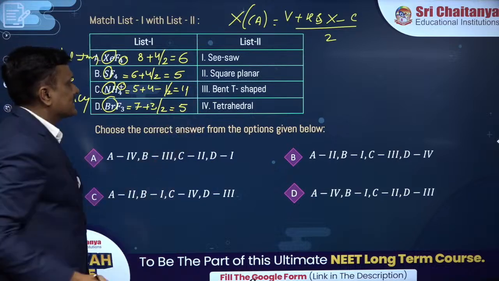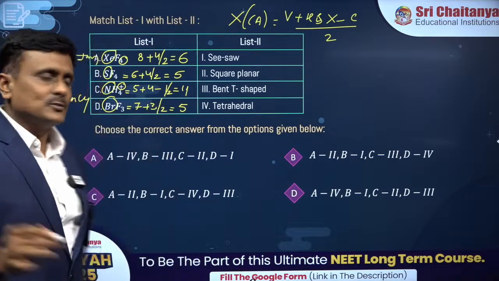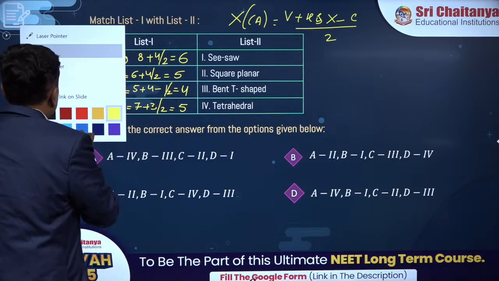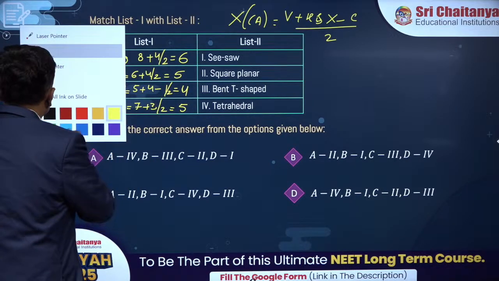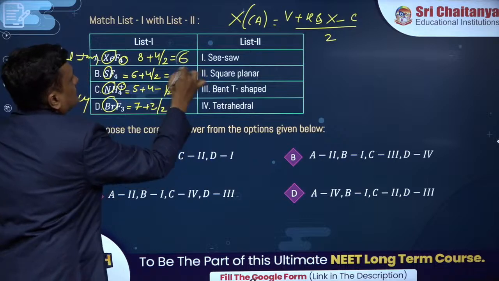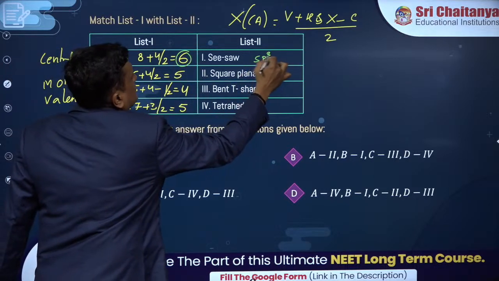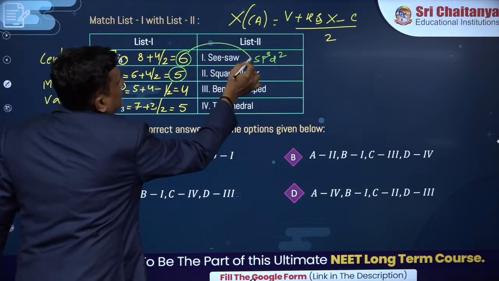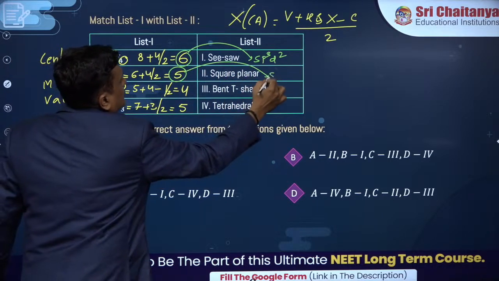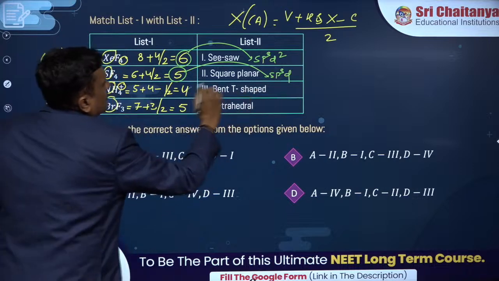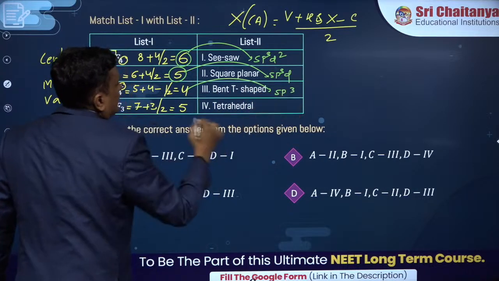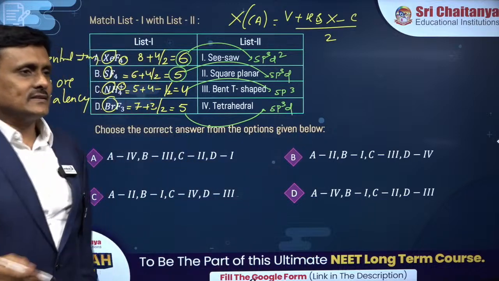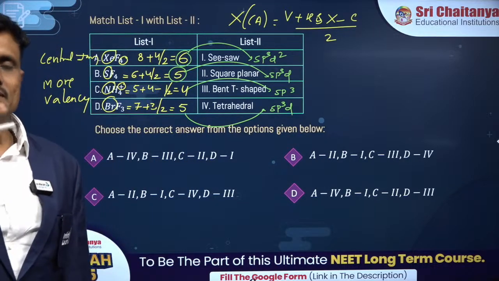Now after predicting the X value, listen, you can predict the hybridization. This is another advantage of this formula, right? Hybridization: 6 means sp3d2. 5 means sp3d. 4 means sp3. 5 means sp3d. So this is how we predict the hybridization, the easiest way to predict the hybridization.